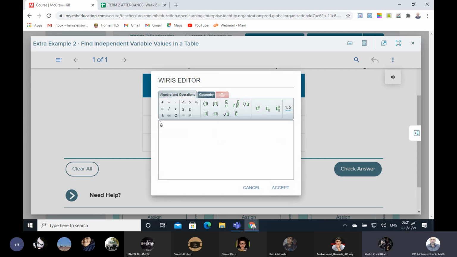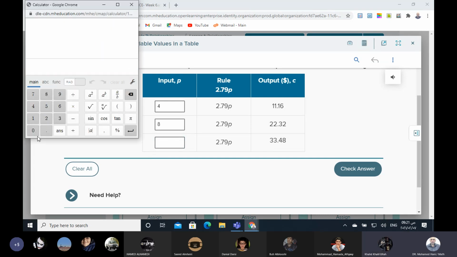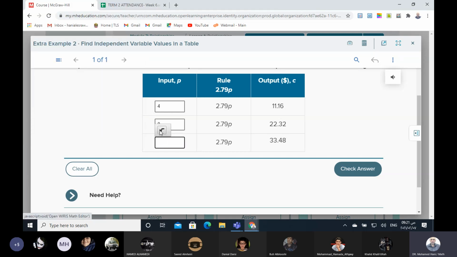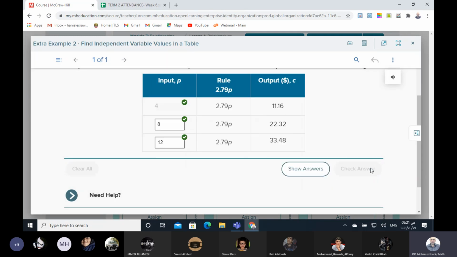Sir, can I solve the last one? Thank you. What's your name? My name is Khalid. Yalla Khalid, okay? It's equal to 12. Check with me now. We have 33.48 divided by 2.79. The answer will be 12. Great work, Khalid. I will add to you 5 marks. Great work. Thank you for all.